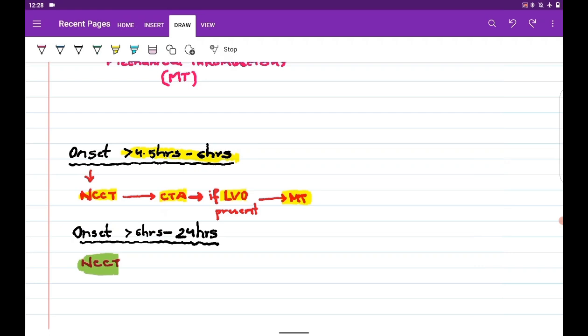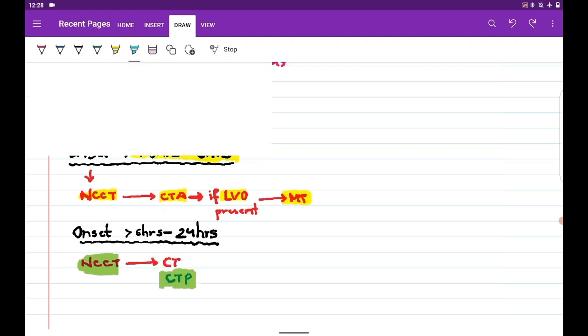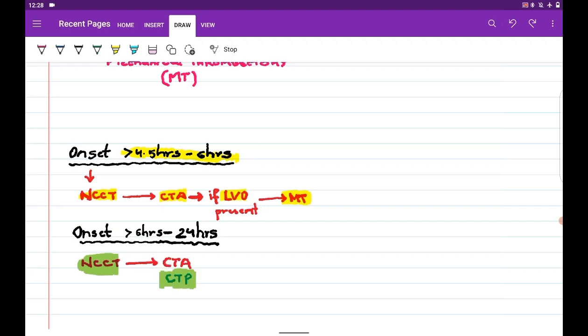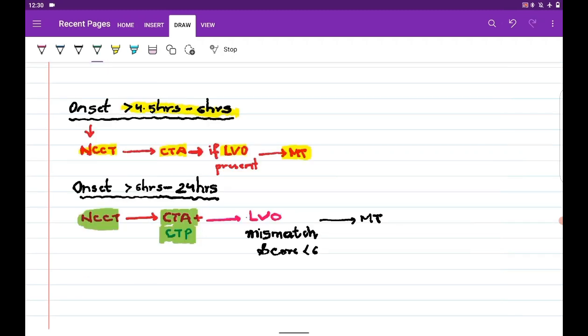Now if the onset of symptoms was more than 6 hours, up to 24 hours, then also we have to get an NCCT scan of the patient, to rule out hemorrhagic stroke. Once we have ruled out hemorrhagic stroke, we have to get a CT angiography as well as CT perfusion. The role of CT perfusion comes only after 6 hours of symptoms. After we do CT angiography and CT perfusion, here also there will be no role of thrombolytic. I told you, after 4.5 hours we have no role of thrombolytic.